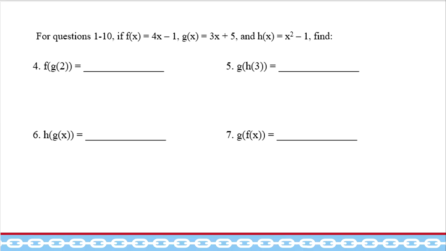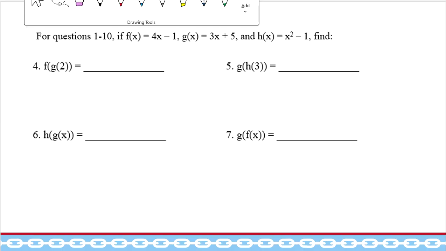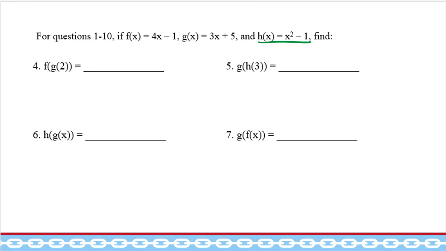For numbers 4 through 7, we are looking at composition of functions. We still have the 3 functions listed. Right, so number 4 asks us to find f of g of 2. So doing that, I'm going to take the f function and I need to figure out what I am subbing into it. Right, so 4x minus 1.